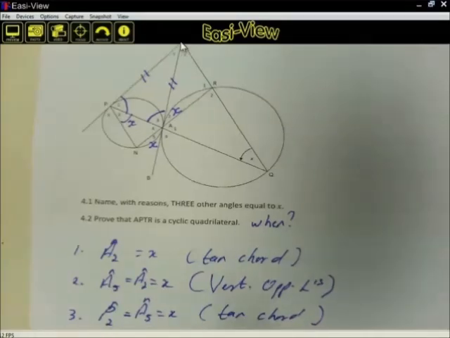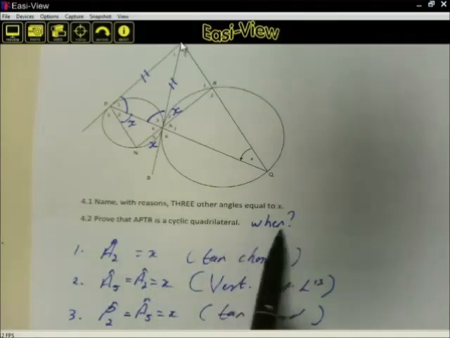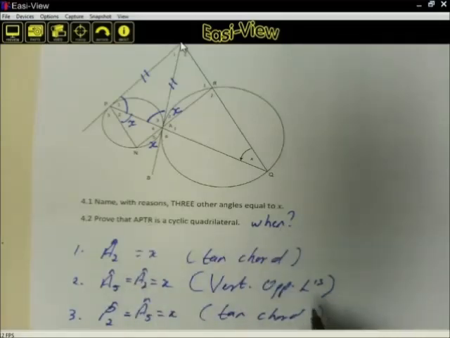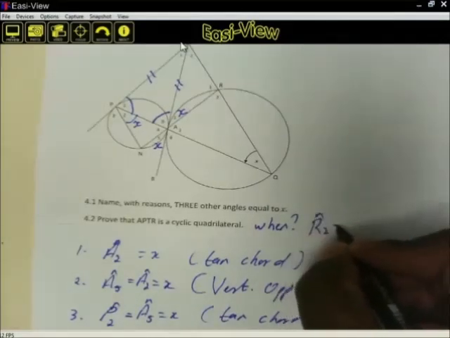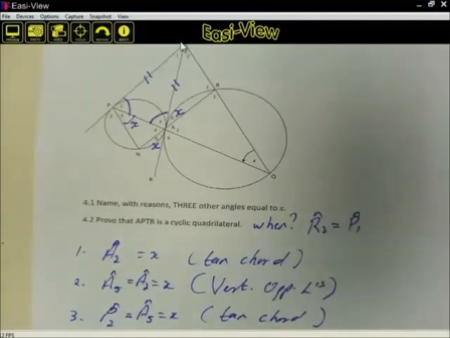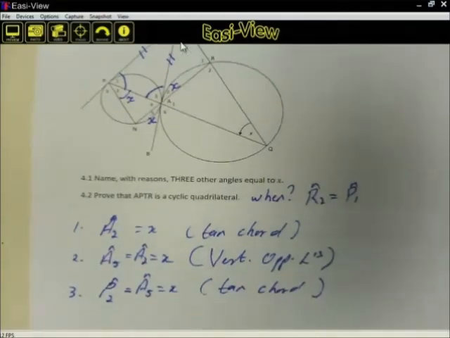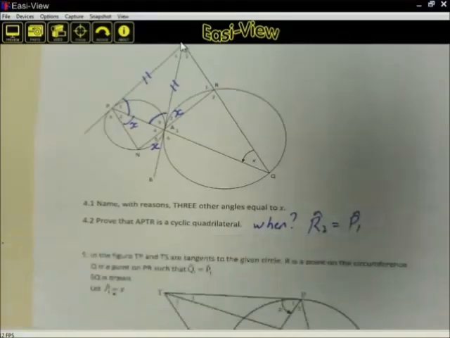So when answering this question, when will APTR be a cyclic quad? If we can prove that angle R2 is equal to angle P1. Now we have a direction. If R2 can be equal to P1, then we can prove that. Let's work towards that.